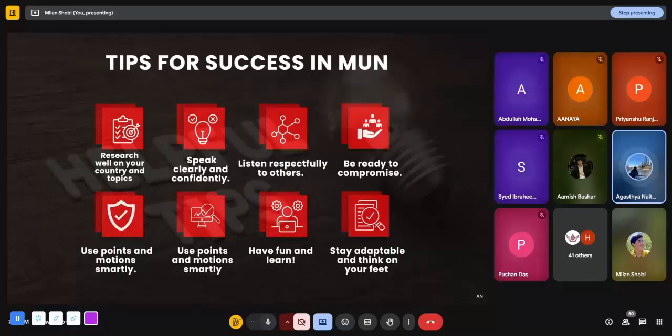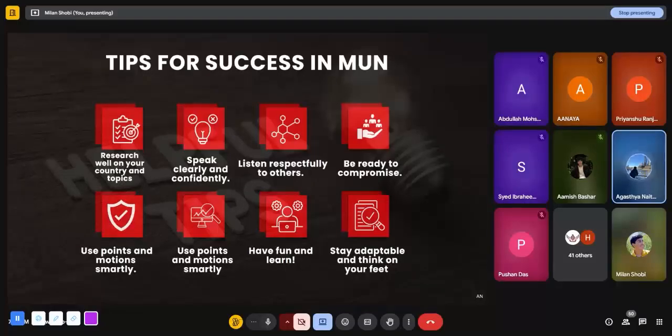Then be ready to compromise. Diplomacy is about negotiation and not domination. You won't always get everything you want in a resolution, so just be flexible and adjust properly. One should find common ground with delegates and be willing to adjust their clauses or language. Then use points and motions smartly. Master the rules of procedure: when to raise a point of information, a motion for a moderated caucus, or a motion to adjourn.